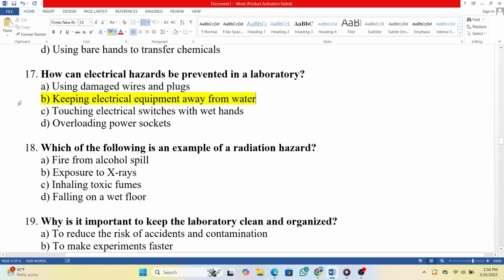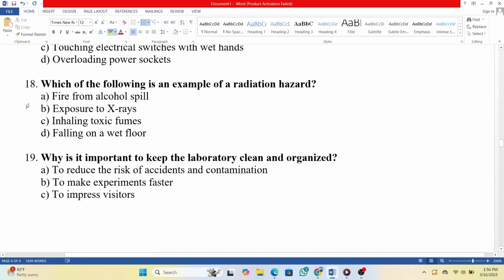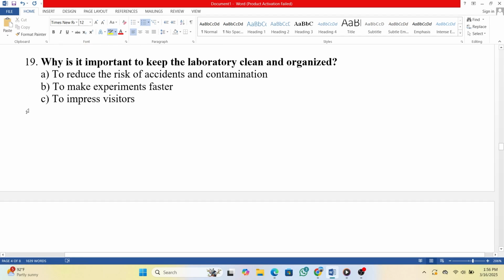18. Which of the following is an example of a radiation hazard? A. Fire from alcohol spill. B. Exposure to X-rays. C. Inhaling toxic fumes. D. Falling on a wet floor. Answer, B. 19. Why is it important to keep the laboratory clean and organized?